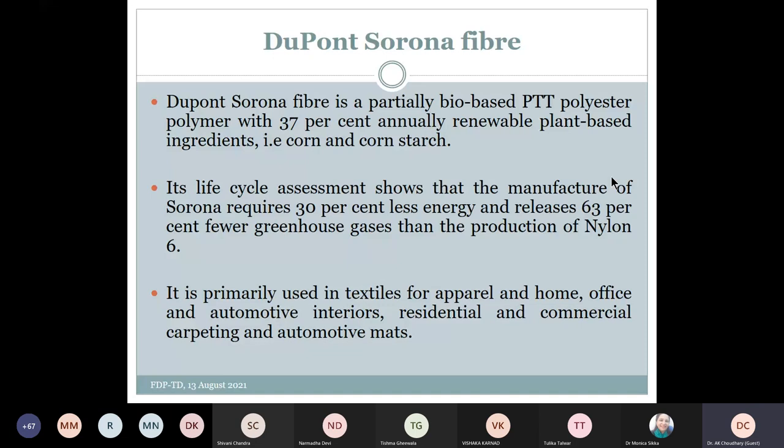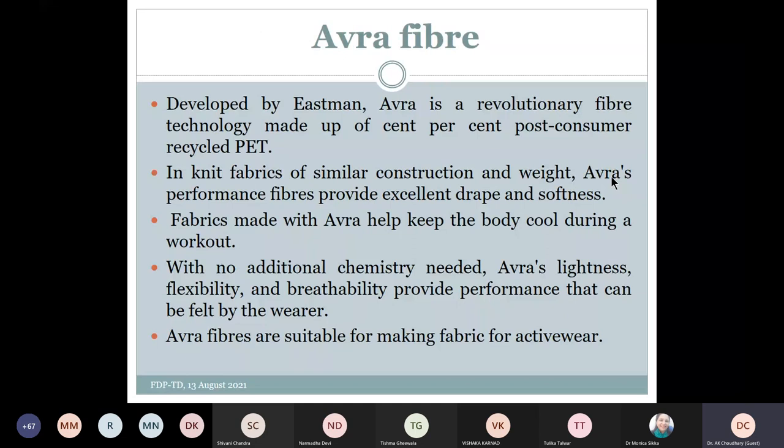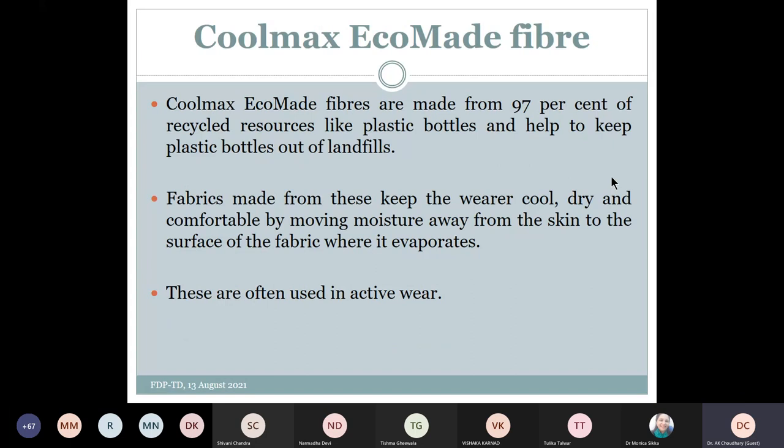Jute cell fibers, Evara fibers, Ecosure fibers, PET fibers, Coolmax Ecomade fibers. This is the recycled Ecomade, which is basically manufactured from plastic bottles. That is one kind of recycling of plastic bottles. Now the government is also giving focus and support for such types of fibers, in order to reduce the load of these plastic bottles on the environment.